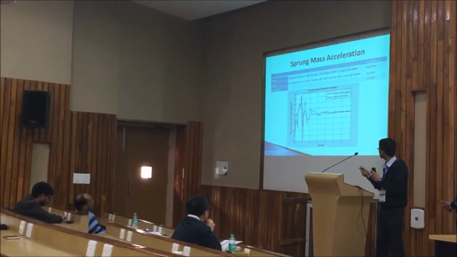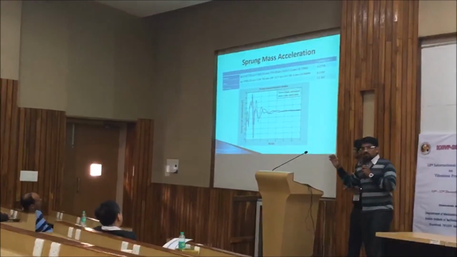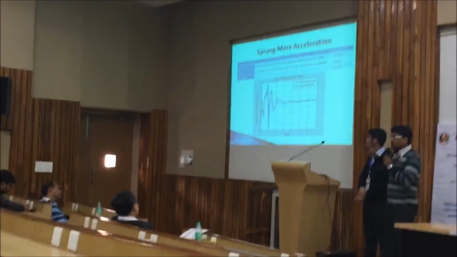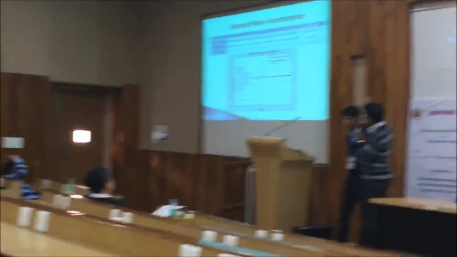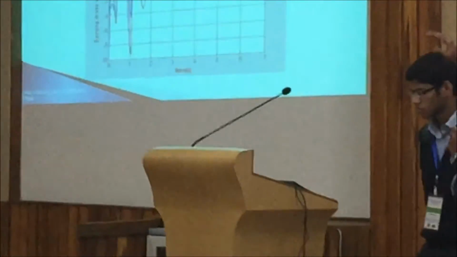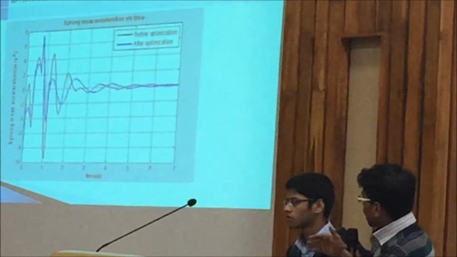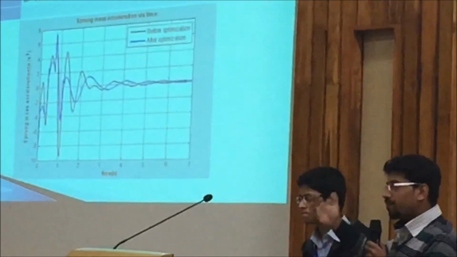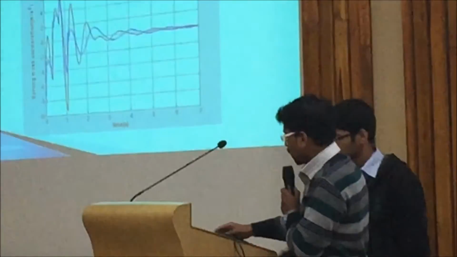The further results will be explained by Gaurav. So once we get the results from the optimization by the genetic algorithm, for all the five parameters: spring stiffness, damping coefficient, sprung mass, unsprung mass, and tire stiffness, we have a set of before optimization parameters and after optimization parameters. Now we can give these parameters as input to the simulation model, and compare the output results before optimization and after optimization.